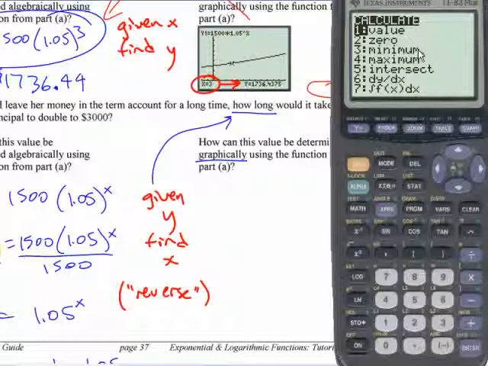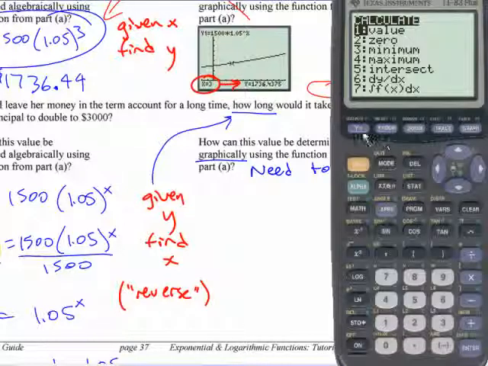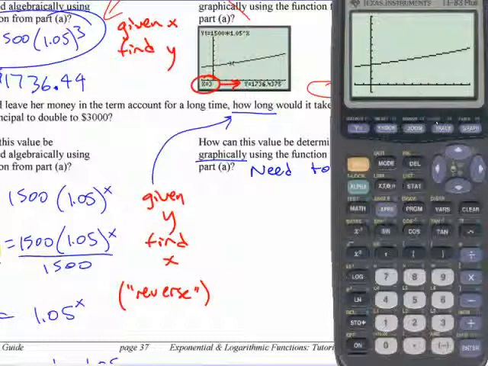We want to put in a y value and get an x value. The only way you can get around that on here is to graph a second function. If you make y2 equal to the number you want, 3,000, then you'll see what you can do. So I'm going to go back here. I'm actually going to have to make the window a bit bigger because 3,000 is right here. It doesn't even look like I'm up to that point yet.